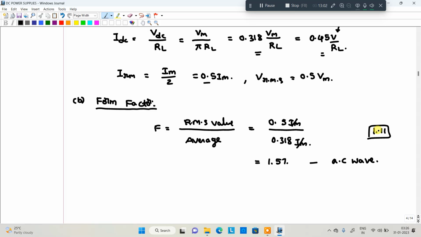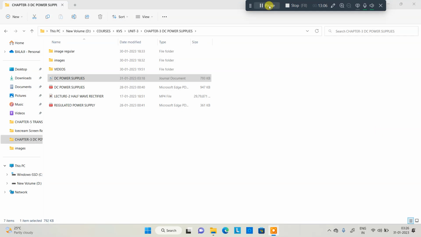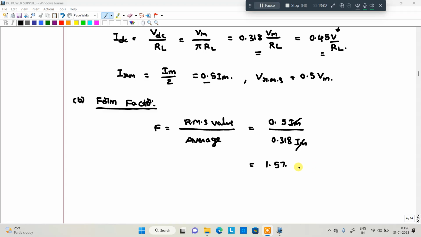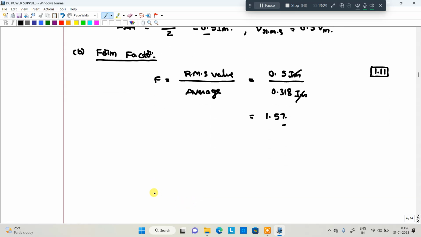But here the waveform is not alternating. The waveform is half wave rectifier, only the positive half cycle is present. That's why you got 1.57. In general for an alternating waveform it is 1.11, but it is a half wave waveform, that's why it is 1.57. So everyone is clear about the form factor, right? Then we are moving to the third one.